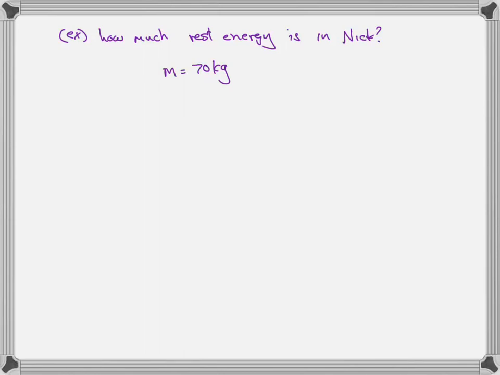If Nick's mass is about 70 kilograms, what's that? 140? That's about 155 pounds. Okay. So Nick's mass is 70 kilograms. Therefore, it's easy, and that's his rest mass. You know, he's at rest relative to a scale.